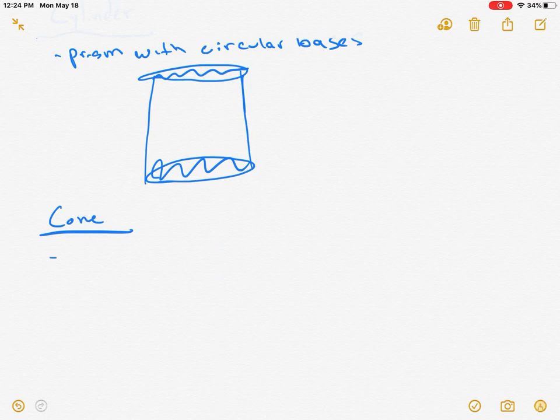Speaking of cones, I just had a great ice cream cone yesterday. It was phenomenal. Love the cookies and cream ice cream.